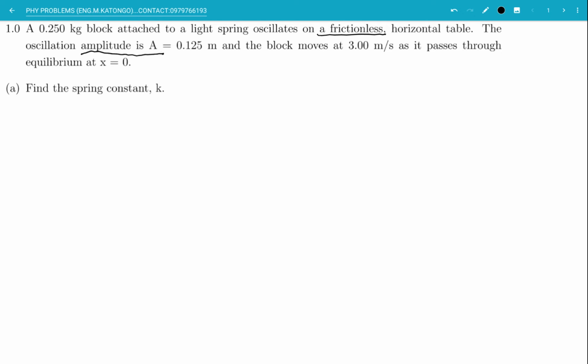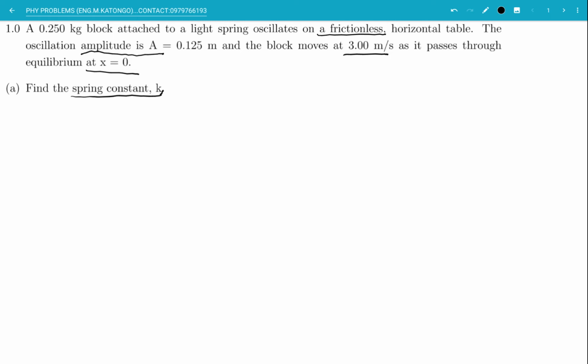And the block moves at 3 meters per second as it passes through the equilibrium at x equal to 0. Find the spring constant k. So spring constant is basically the stiffness of the spring.